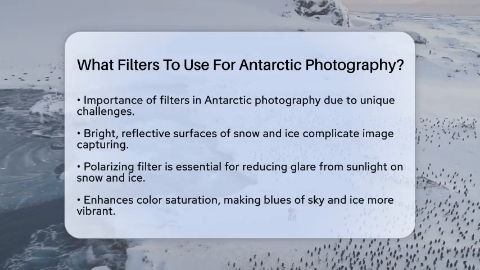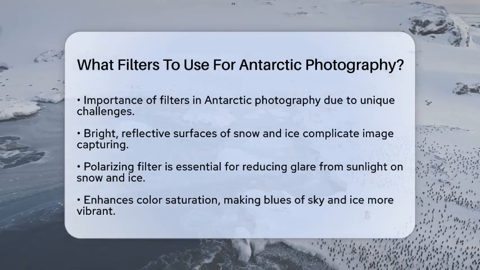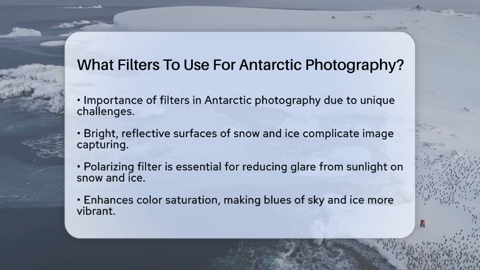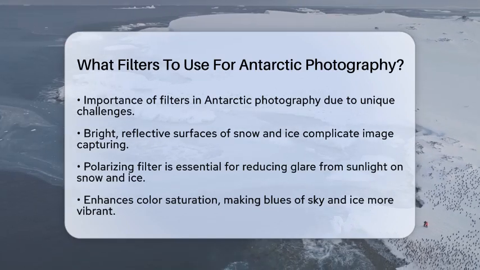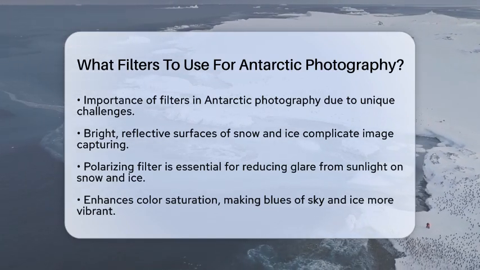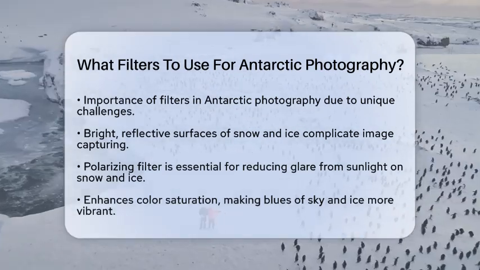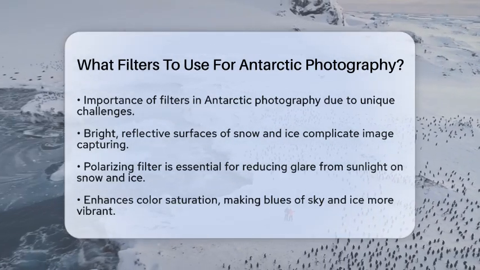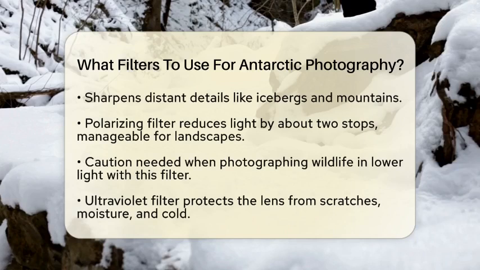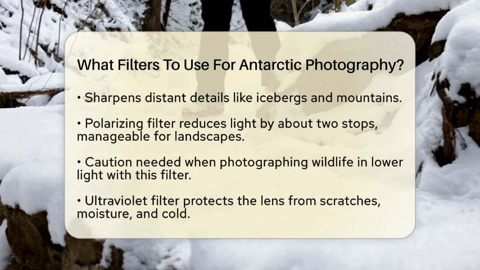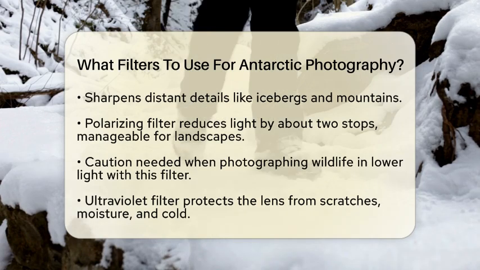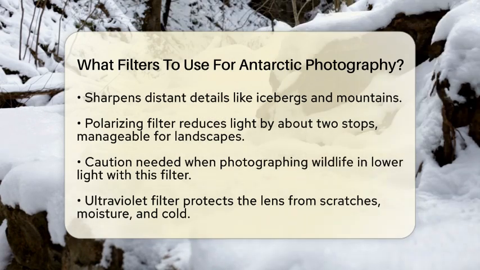Additionally, a polarizing filter enhances color saturation, making the blues of the sky and ice pop. It also sharpens distant details like icebergs and mountains, giving your photos that extra wow factor. However, keep in mind that this filter reduces light by about 2 stops. This can be manageable for landscapes, but it may require caution when photographing wildlife in lower light conditions.